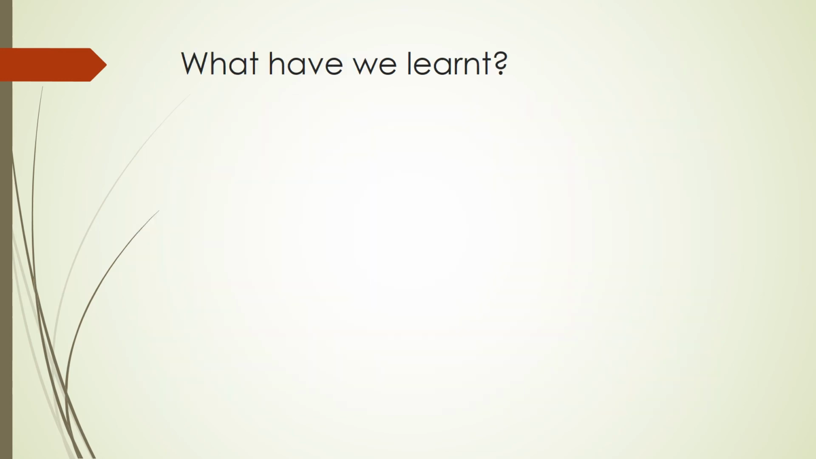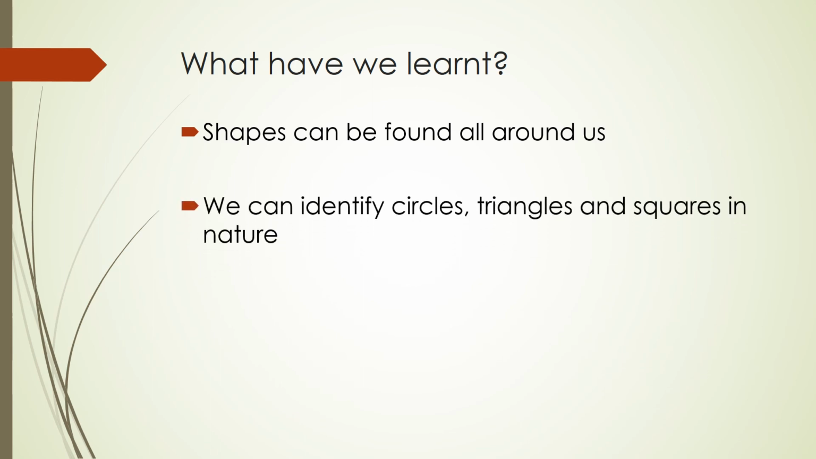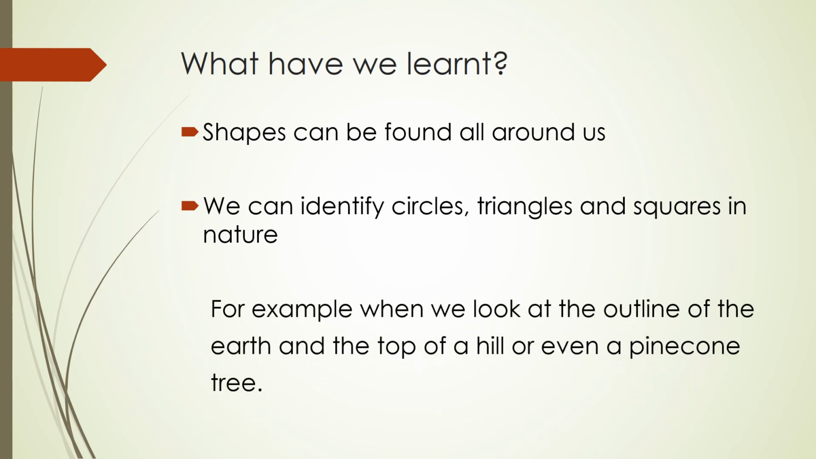Let's see how much we have learned today. Shapes can be found all around us. We can identify circles, triangles, and squares in nature. Do you remember how to do that? For example, when we look at the outline of the Earth and the top of a hill or even a pine cone tree, we can see clearly that the outlines are of a triangle.